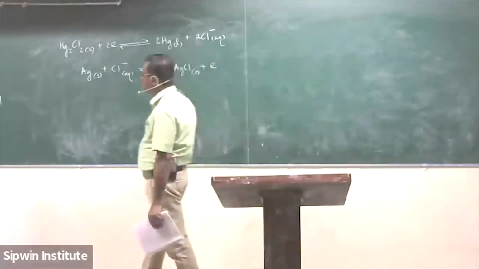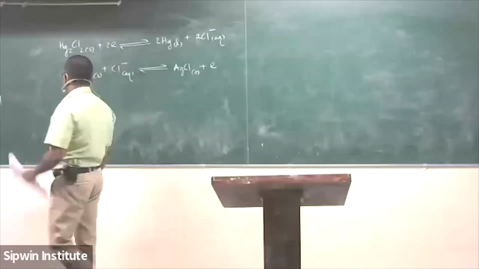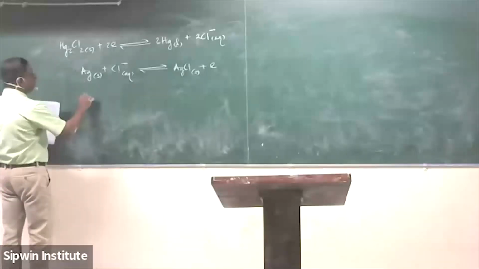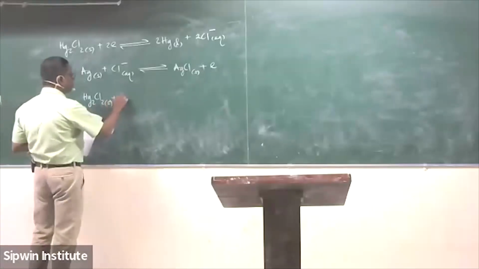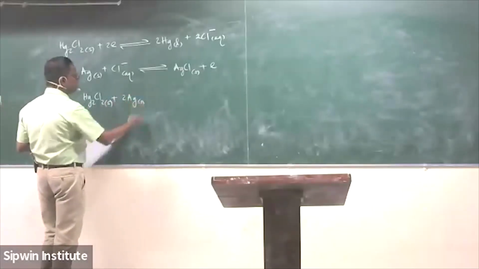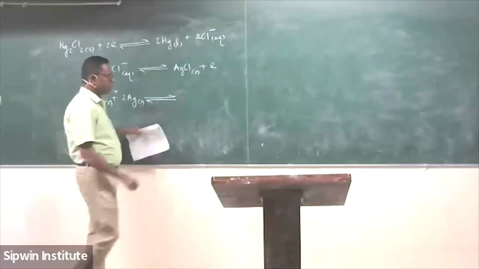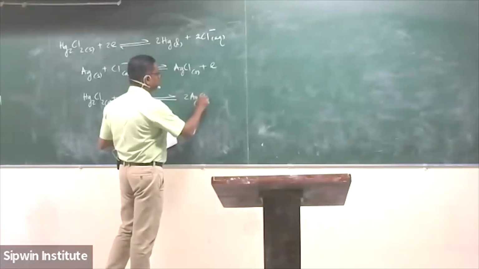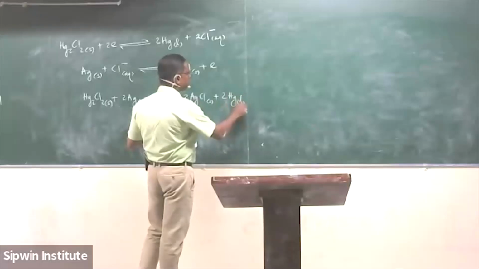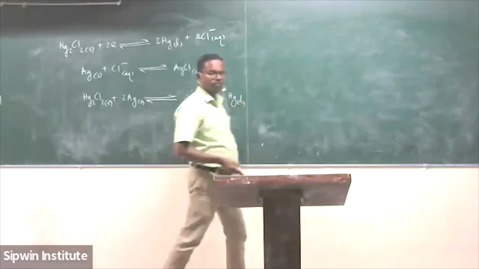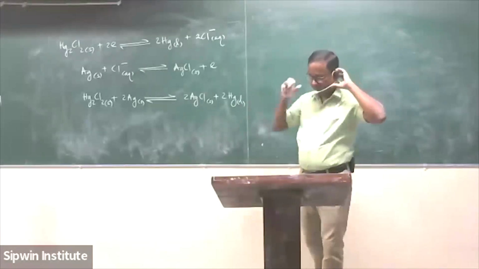1 electron here, 2 electrons here. Multiply this one by 2 and take the addition. Then you get the cell reaction: Hg2Cl2 solid plus 2 silver solid gives 2 silver chloride solid plus 2 Hg liquid. Physical state is important. 20 marks given.